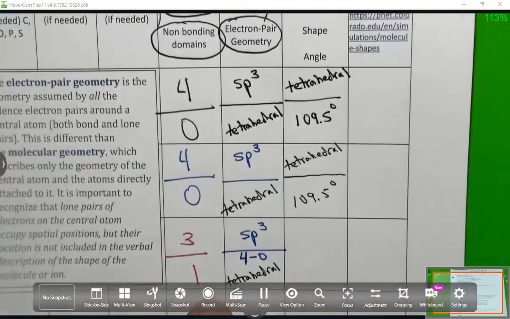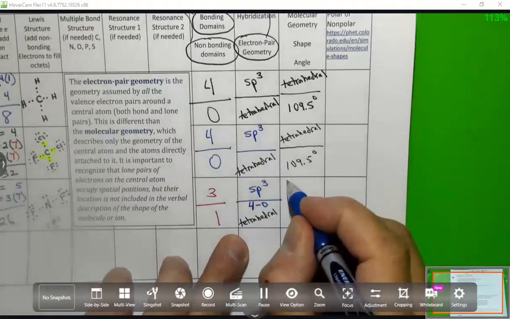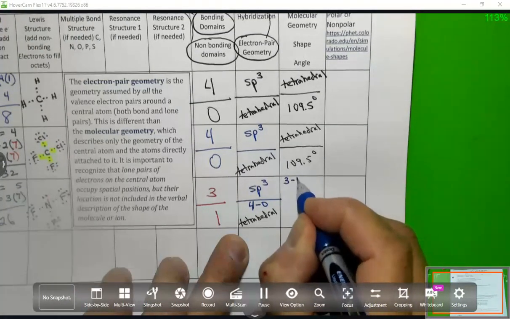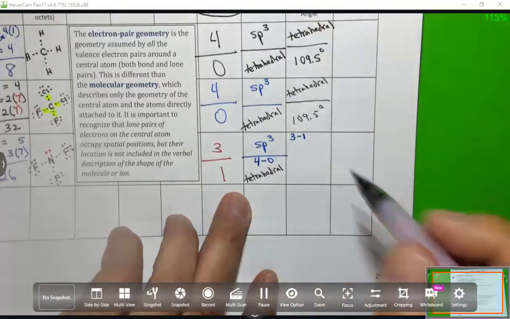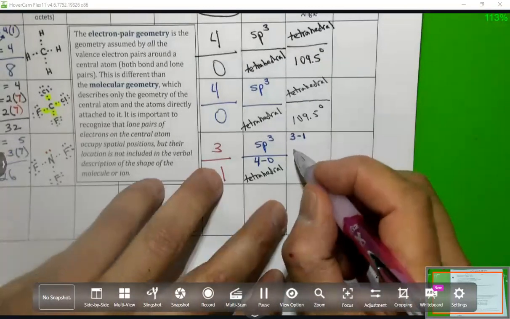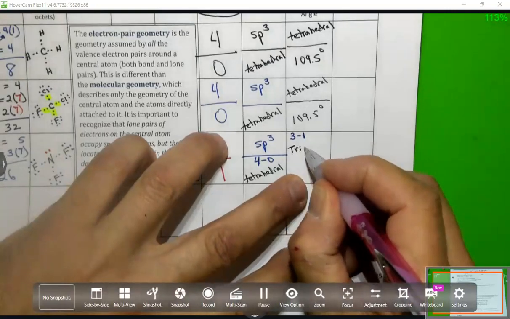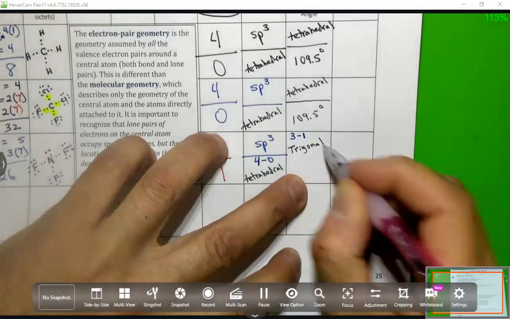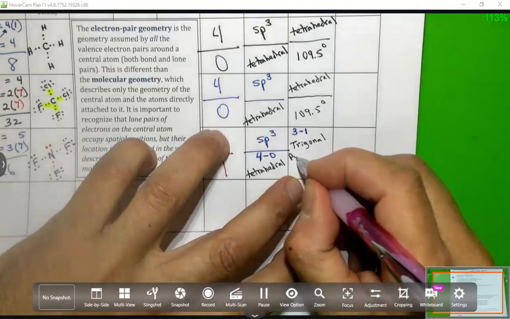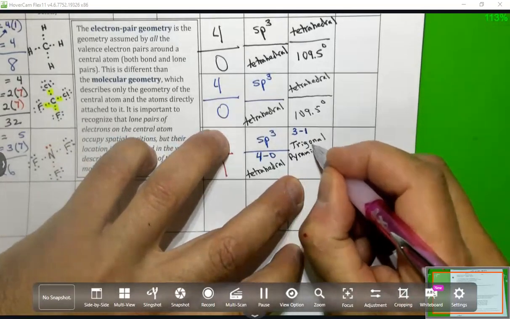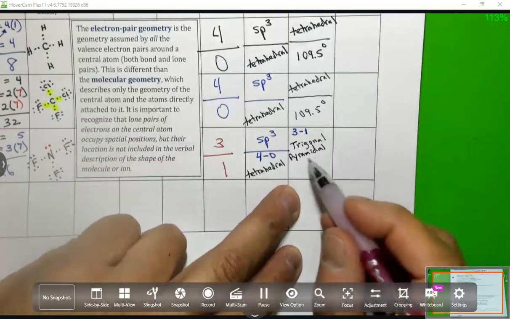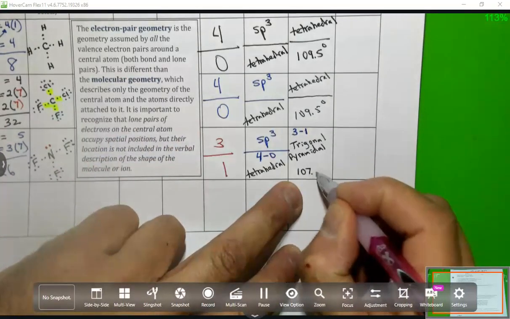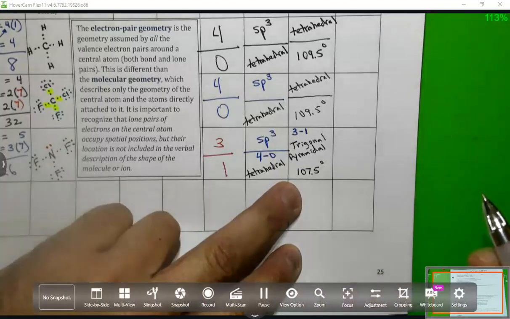What is my true molecular geometry? My true molecular geometry is a 3-1. And a 3-1 on here is trigonal pyramidal. Now, I will show you some shapes, and Al will show you some shapes. Trigonal pyramidal, 107.5 degrees.